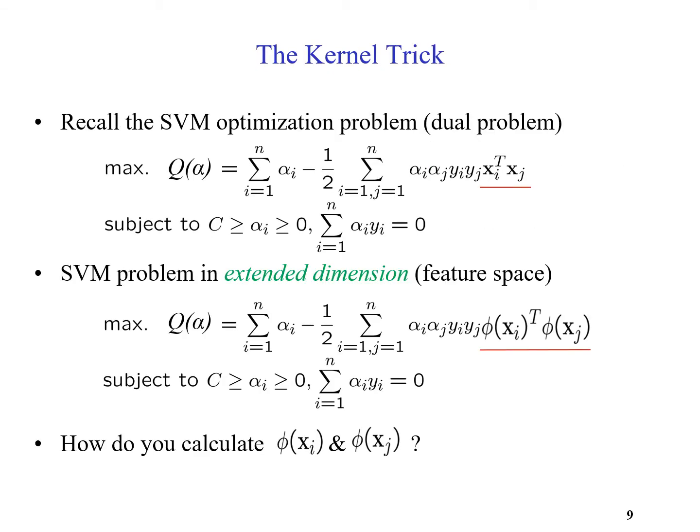Now let's talk about the kernel method. Before we go into the kernel method, let's take a look at the dual problem of SVM first. This is the dual problem of SVM. Actually this is the soft margin case, but it doesn't matter whether it is linear SVM or soft margin SVM. This is the dual problem of SVM.